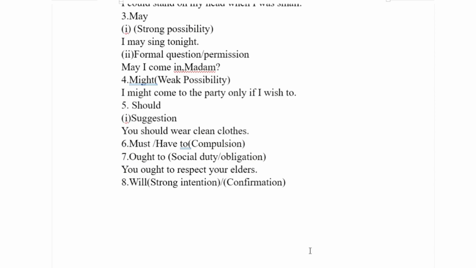Next, we'll take up must or have to. Now, must and have to both show compulsion, something which you have to do. There is no option. But there is a difference between must and have to. Have to is also a kind of compulsion, but it is because of the rules and regulations of a particular place. For example, you have to wear your I-card to school every day.